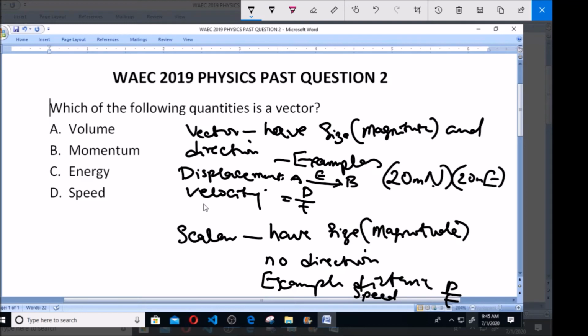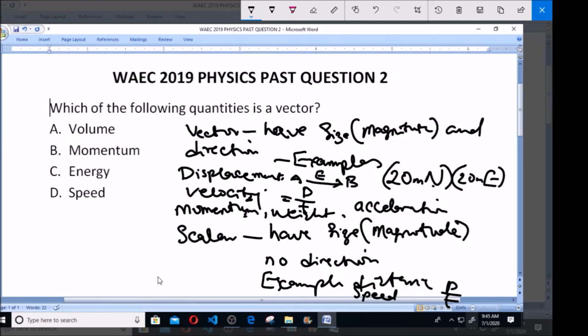Now, other examples of vectors are momentum. Why momentum is a vector is because for you to calculate momentum, it has to have an element of velocity. So once you have an element of something else, and that thing is a vector, it's most likely that the quantity is going to be a vector quantity. So other quantities that are vectors are weight, because weight is normally towards the direction of the ground where you have the acceleration due to gravity. Another example is what we call acceleration. It's also an example of a vector quantity.